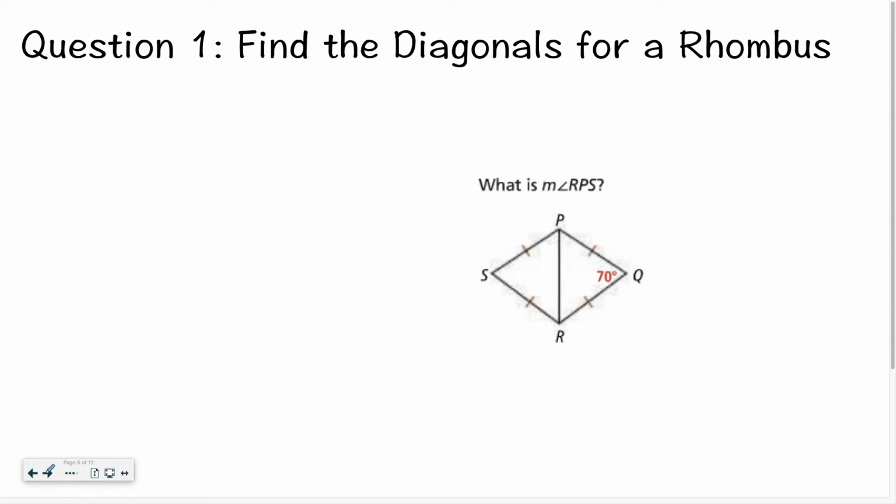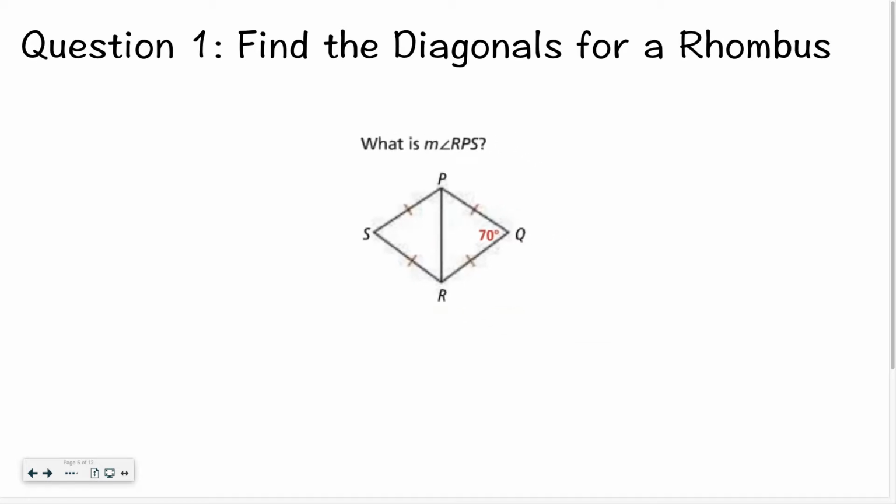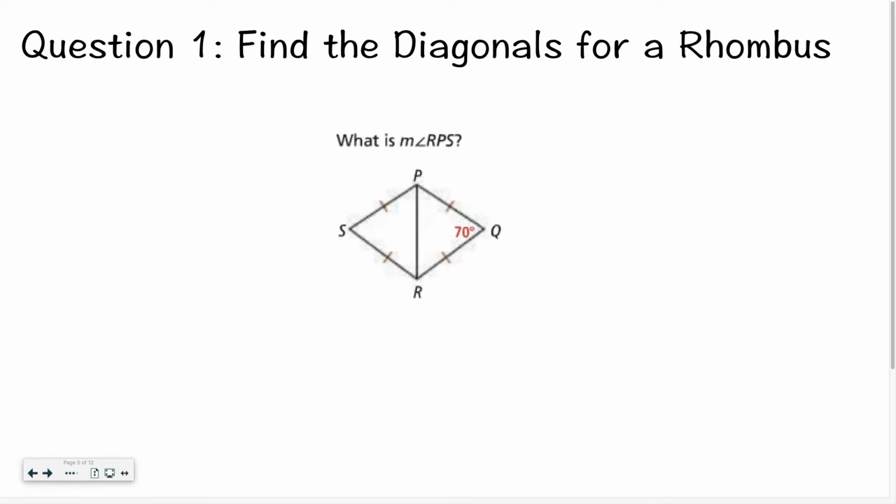All right, so then this question is for you, and you want to find the angle RPS. Remember, think about what we know about angles for a rhombus. Good luck.